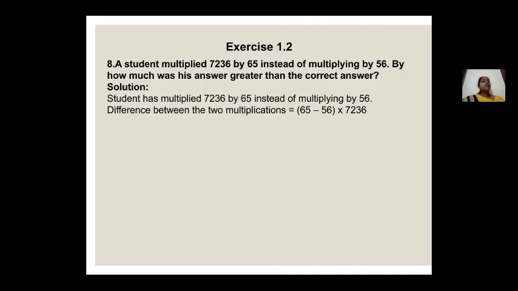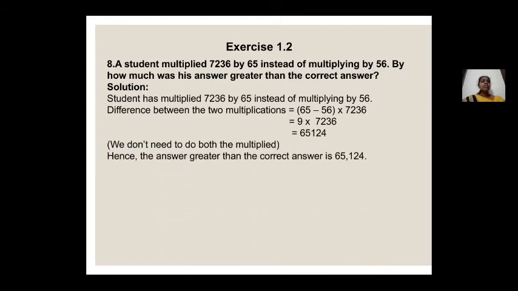First, what do you have to find? You have to find the difference, 65 minus 56. How much is 65 minus 56? It is 9. So you multiply 9 with 7236, and you get 65,124. We do not need to do both multiplications here. For example, 7236 with 65, and again 7236 with 56, and then subtract the answers. The answer obtained would be the same, 65,124.